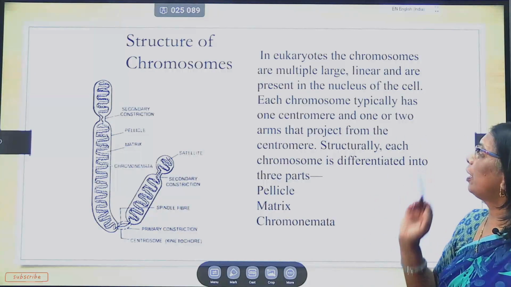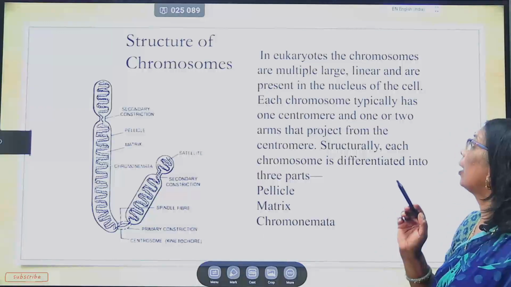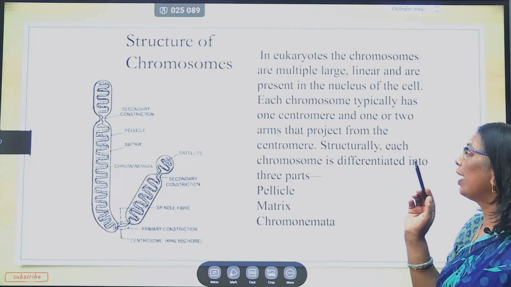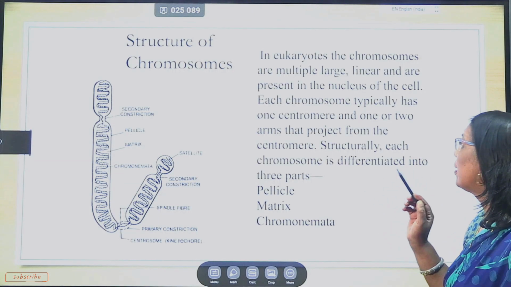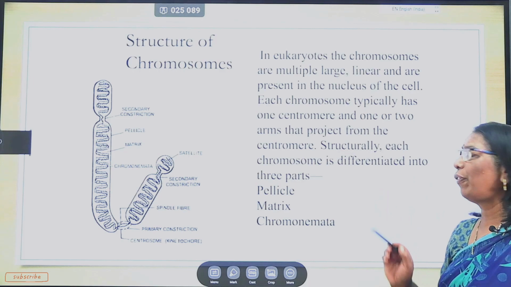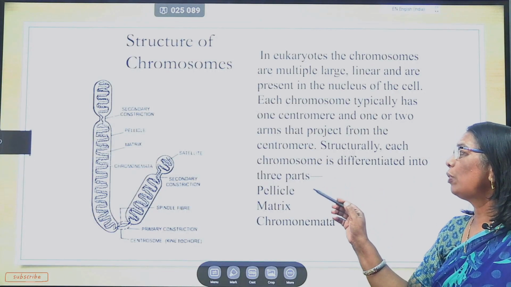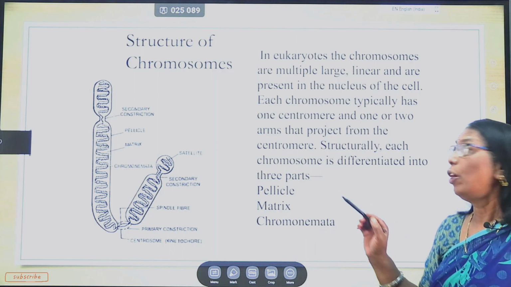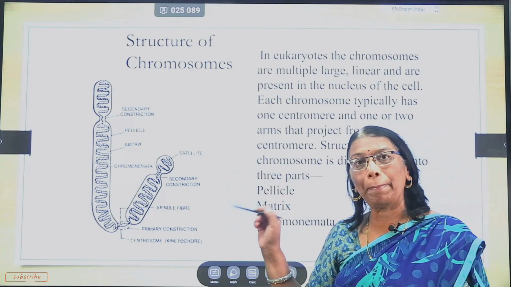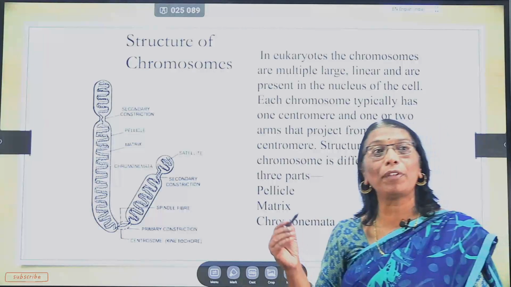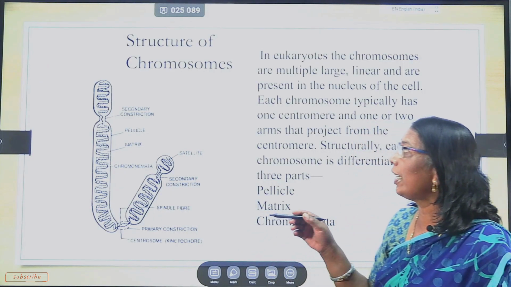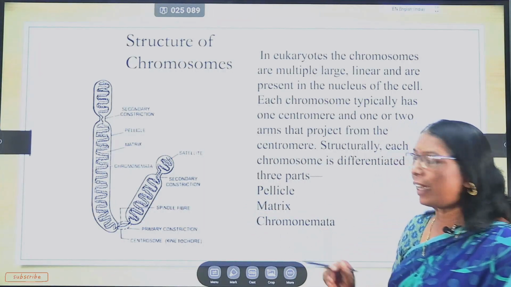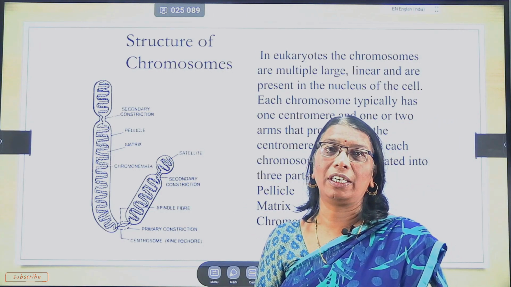Each chromosome typically has one centromere and one or two arms that project from the centromere. Structurally, each chromosome is differentiated into three parts: the outer one is the pellicle, then the matrix, and third the chromonemata. The pellicle is nothing but the outer membrane. It is made up of non-chromatin material. Inside that, the matrix region is present, and in that matrix the spirally coiled chromonemata is present.